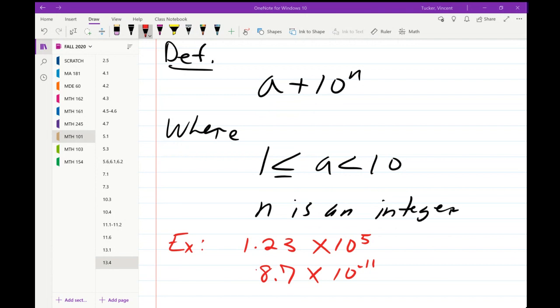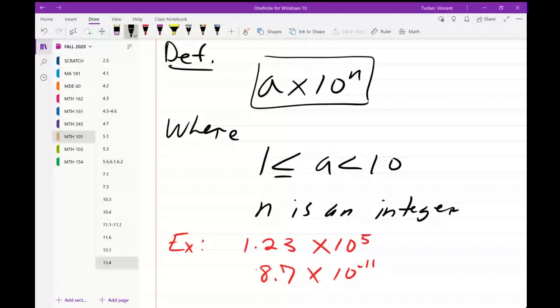All right, so scientific notation is going to be in the form of A plus. Oh, I said plus, it should be times. Let me change that. It should be A times 10 to the nth power. So that's the form of scientific notation, where A is going to be between 1 and 10, and n is an integer.